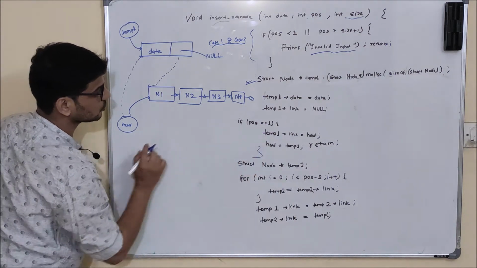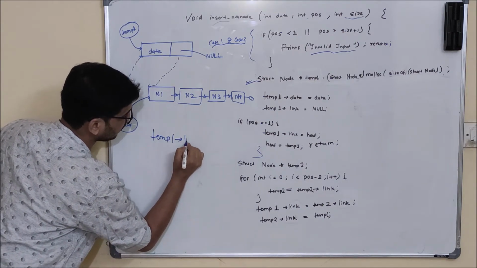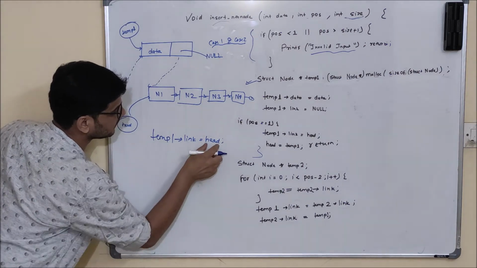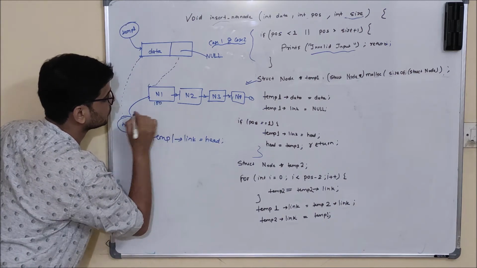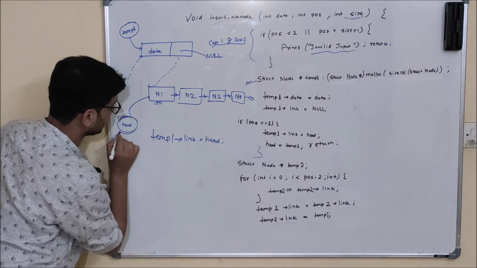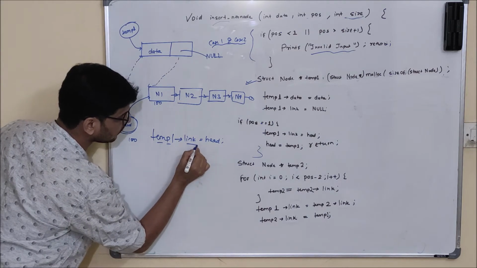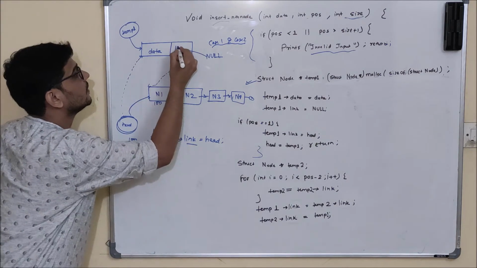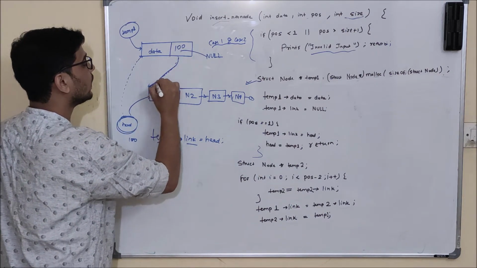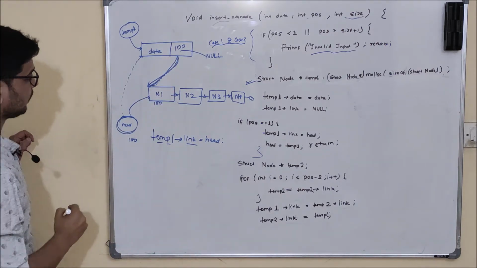To do that, we will execute these two lines of code. That is, temp1 link part will be equal to head. So what will happen here? What does head contain? Suppose this node starts at memory address 100. So head will contain 100. Now temp1 link part will be equal to 100. It will be 100 here, and this node will start to point at node 1. Now what will happen in the next line?